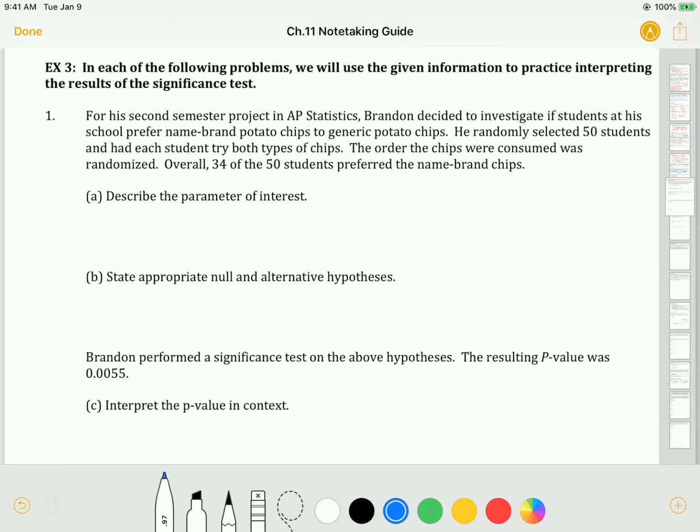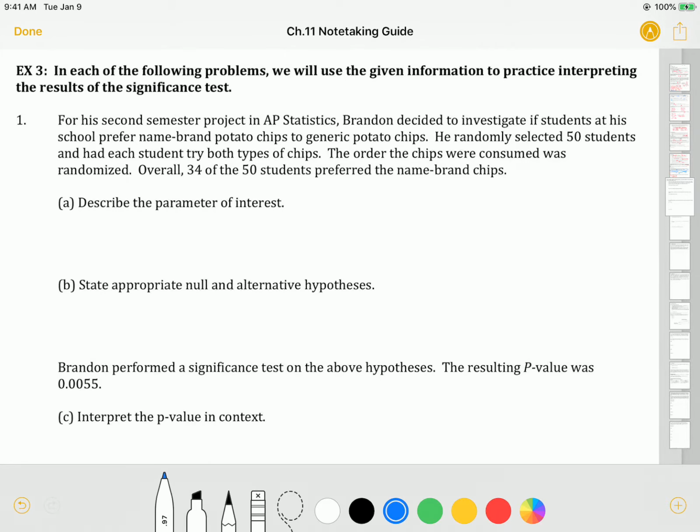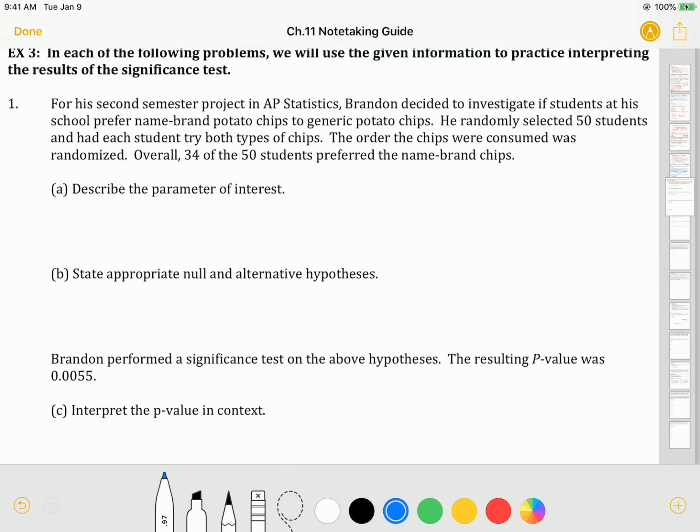Let's go ahead and move on here. What we're going to do is look at 2 example problems that walk us through this whole process. So let's look at example number 1. It says, for a second semester project in AP Statistics, Brandon decided to investigate if students at his school preferred name brand potato chips to generic potato chips. He randomly selected 50 students and had each student try both types of chips. The order the chips were consumed was randomized. Overall, 34 out of 50 students prefer the name brand chips.